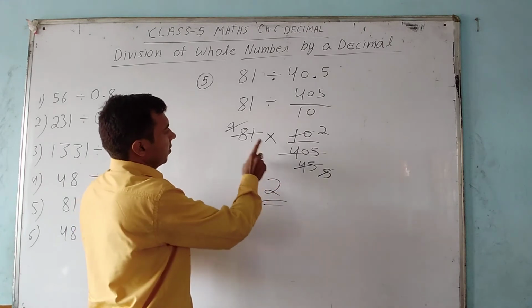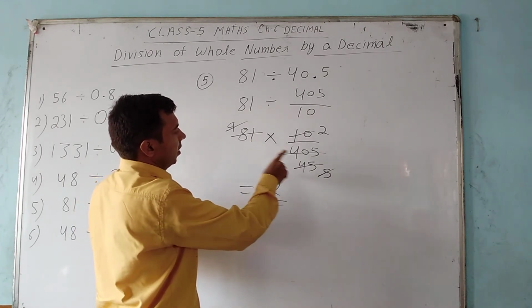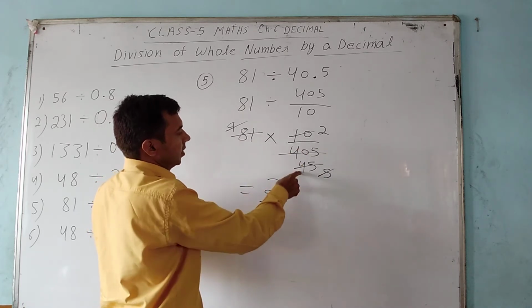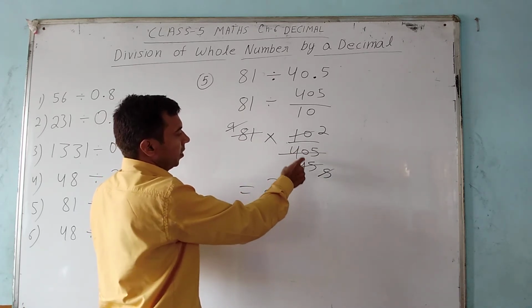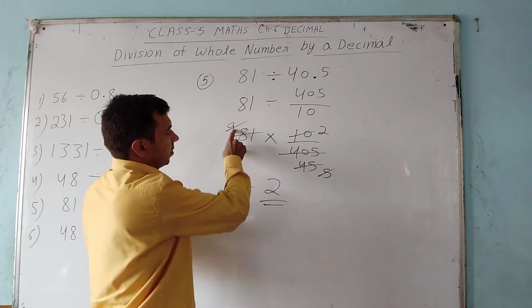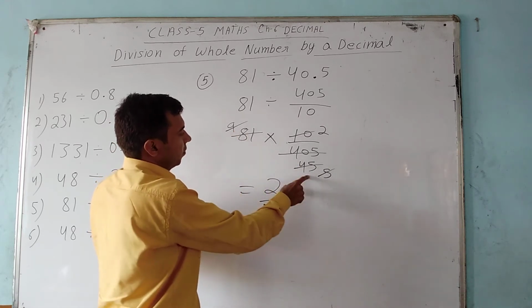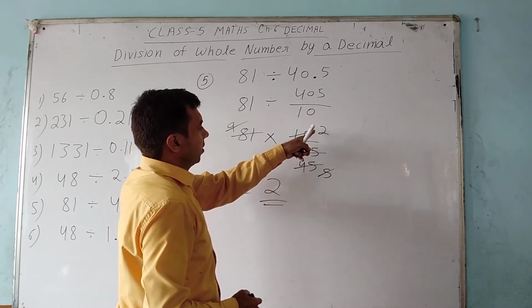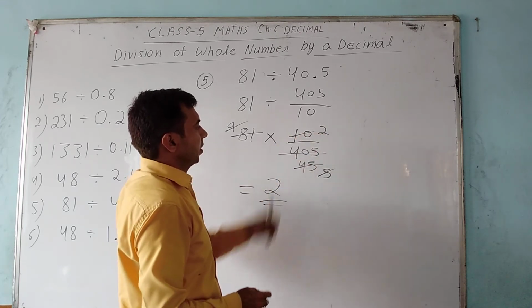What I have done? I have divided this 81 and 405 by 9. 9 9 81, 9 4 36, 10 minus 6 4, remainder, and we write 5, 9 5 45. So 5 divided by 10 divided by 5, we get 2.